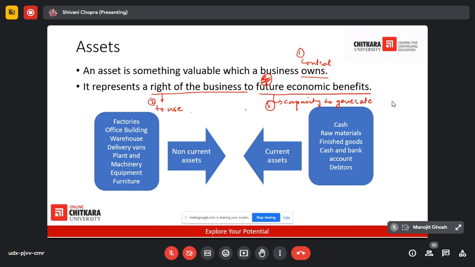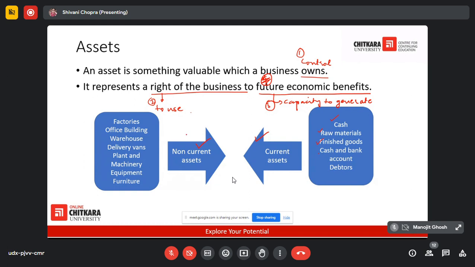Now, assets are further of two types. One is current assets, another one is non-current assets. Now, current assets are the assets that have a life of only one operating cycle. There are two popular definitions. So the more appropriate definition of a current asset is it is an asset that has a life of only one operating cycle. And the other one is it is an asset which can be liquidated easily or has a life of one year, 12 months. The examples for current assets are cash, raw material, finished goods, cash and bank account, or debtors.